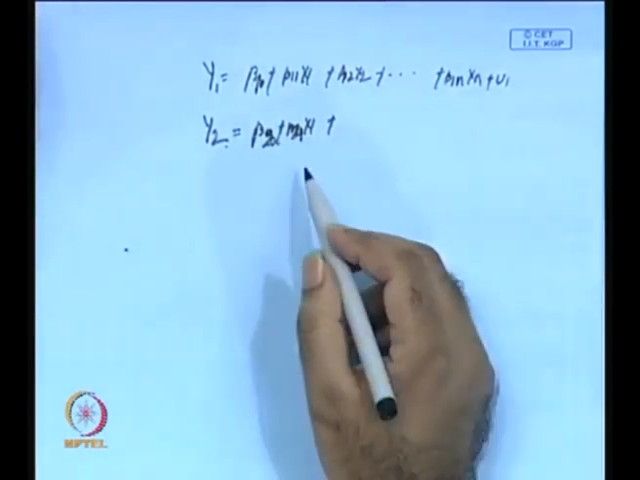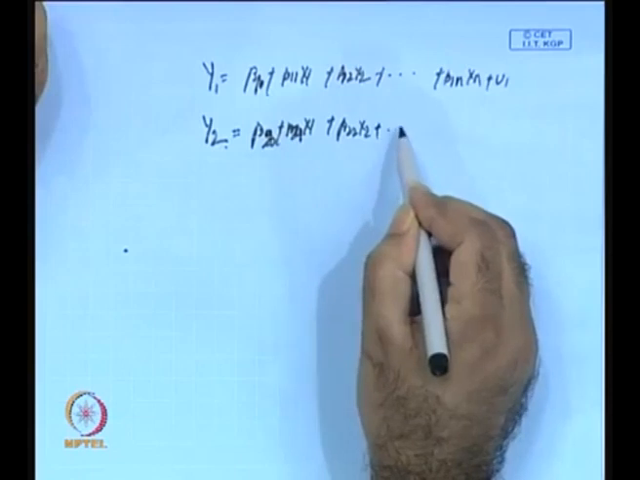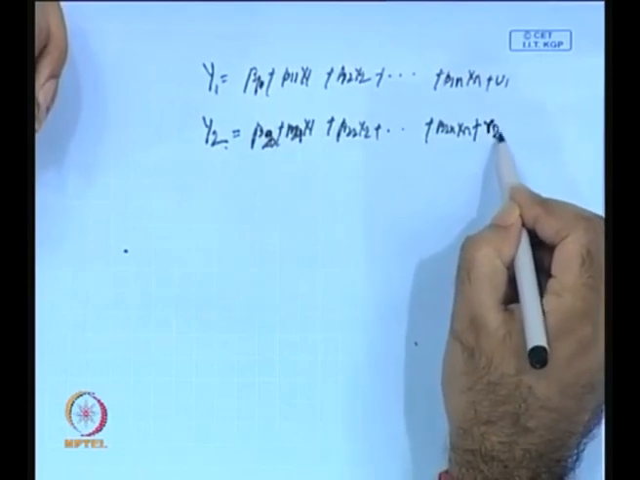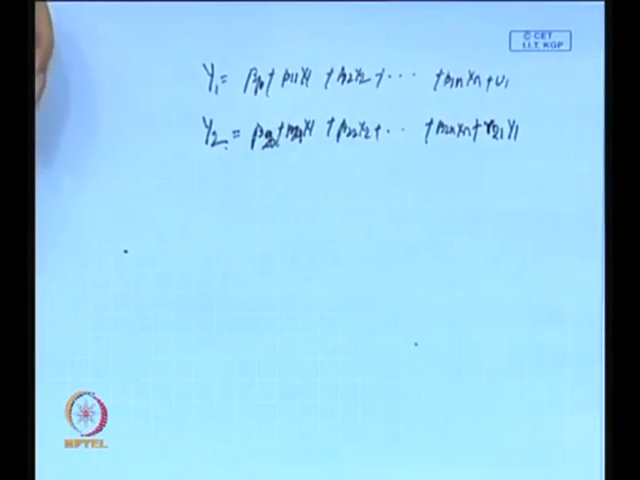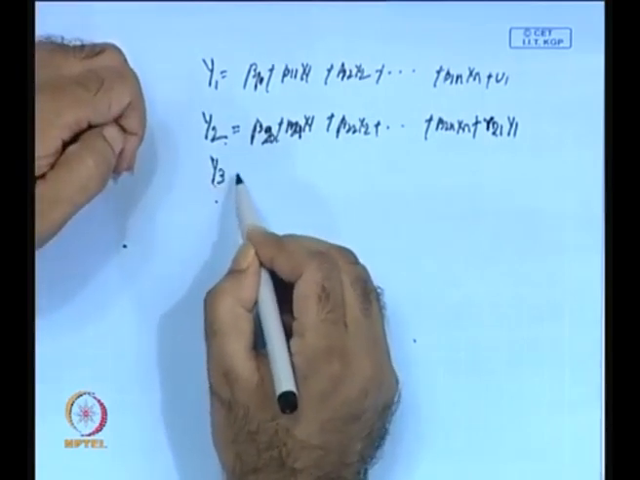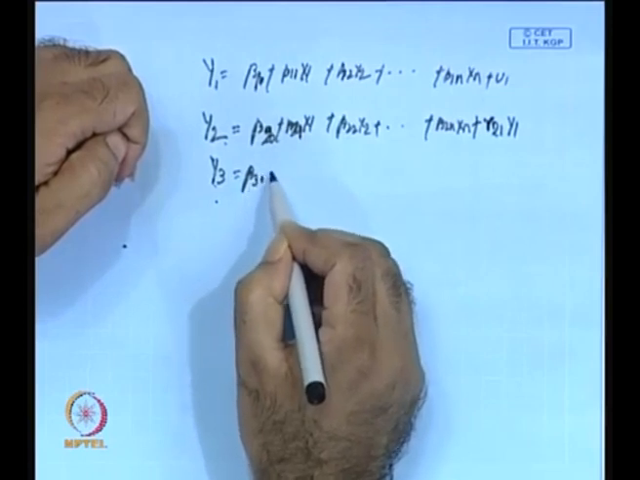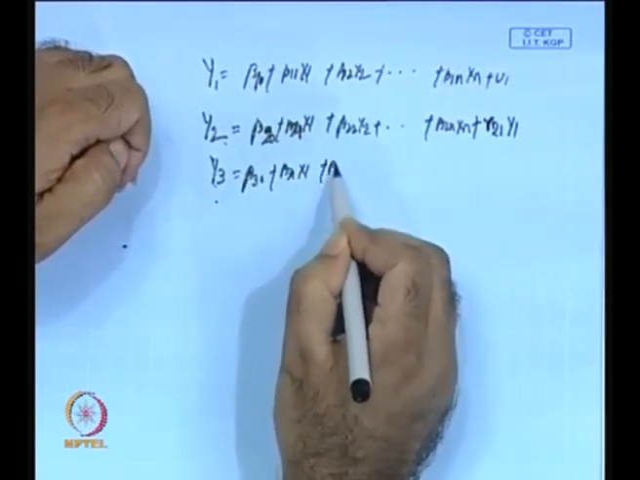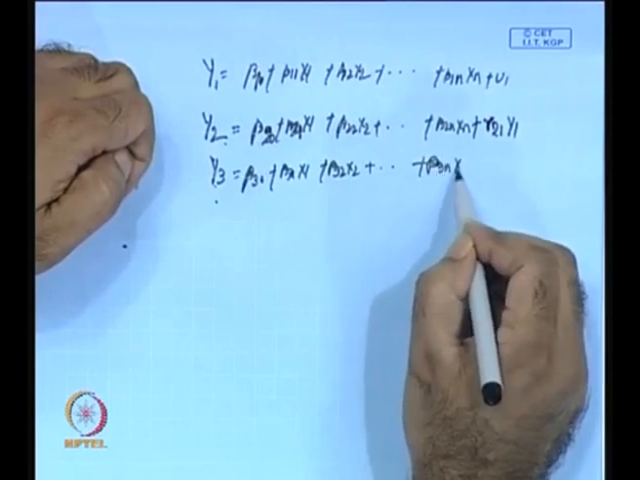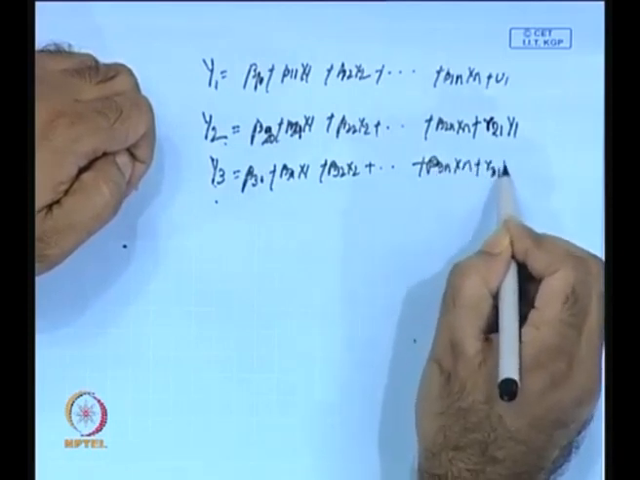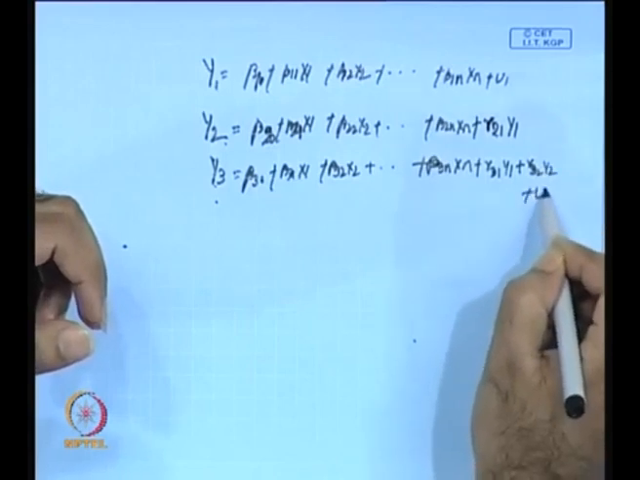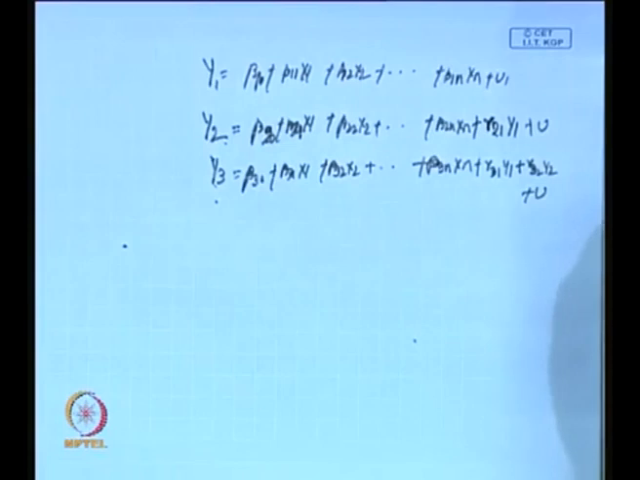Okay, beta 20, then beta 21 x1, plus beta 22 x2, continuing up to beta 2n xn, plus gamma 21 y1. Okay, so then similarly it will continue. We will put another equation, let's say y3 equals beta 30, plus beta 31 x1 plus beta 32 x2, continuing plus beta 3n xn plus gamma 31 y1, then plus gamma 32 y2 plus error terms. So this is how it will proceed.